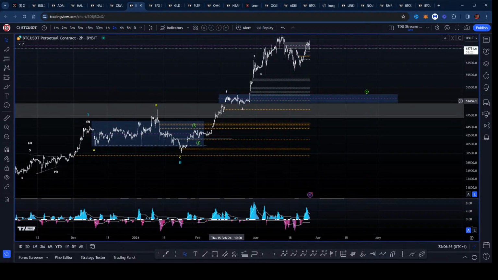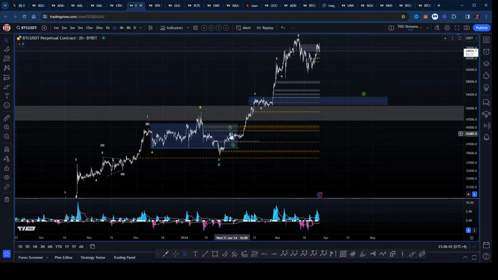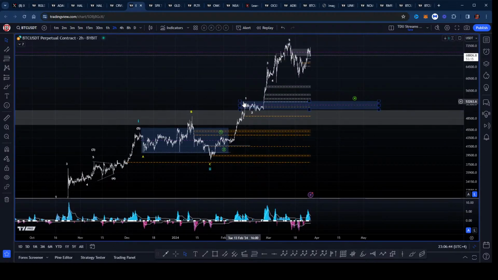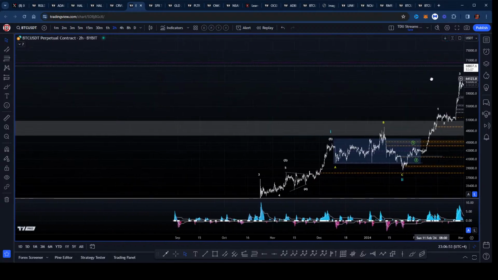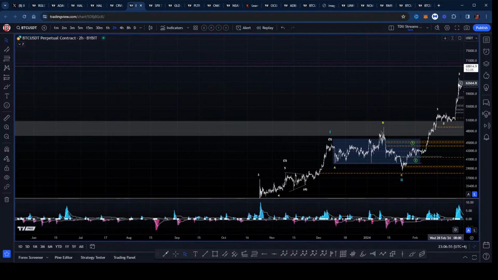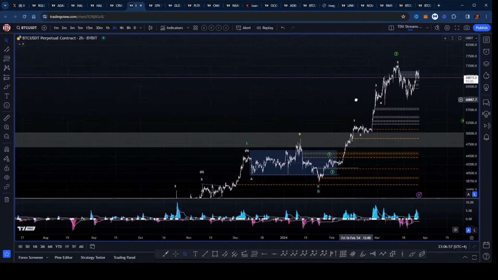Okay, 1, 2, 3, 4. Oh, that's there too. That's a mighty shallow 2. Where did I want that to go? Down here. But you got to trade the market that's there, not the one you want. Oh, fuck, did I want that to be a 2? Absolutely not. Because what are you thinking right here? You're thinking 1, 2, 3, 4, 5. You're thinking we're done. But we keep going.